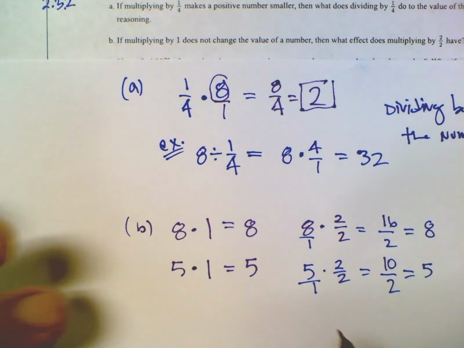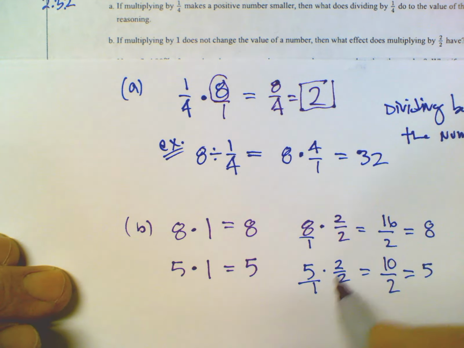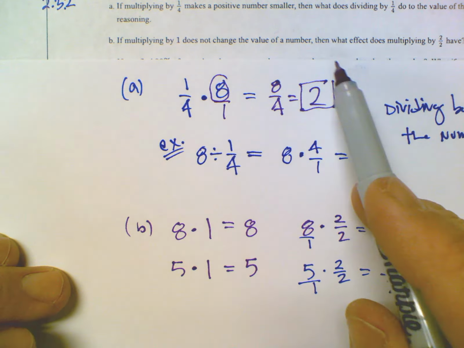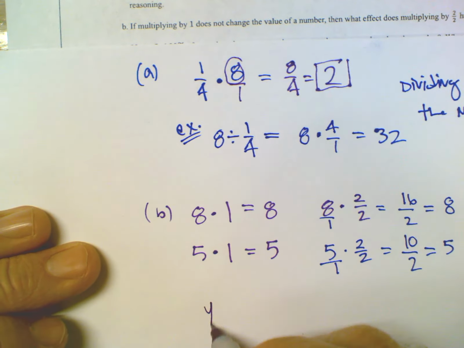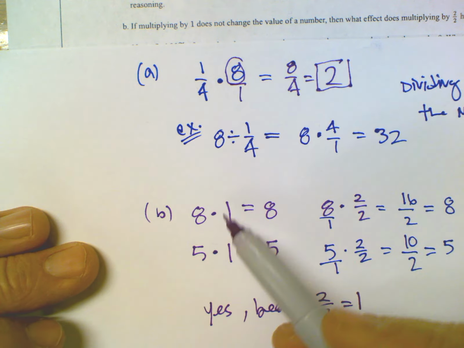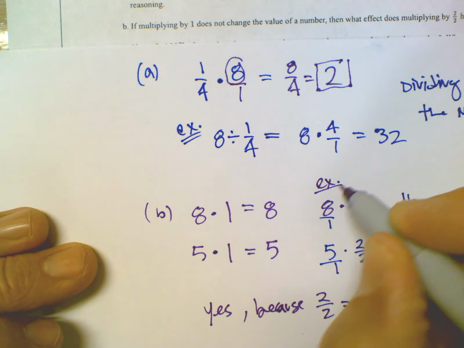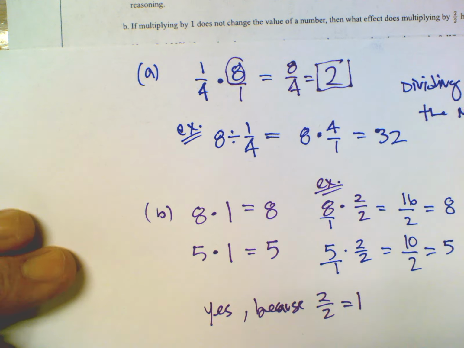Why is that? The reason why this is true is because 2 over 2 is 1, right? 2 divided by 2 is the same thing as 1. So the question's asking, does it have the same effect by multiplying by 2 over 2? And we'd say yes. Our examples are up here, but we can continue on by saying because 2 over 2 is equal to 1, it has the same effect. We're showing our examples and our reasoning because 2 over 2 equals 1. They're the same thing. All right.